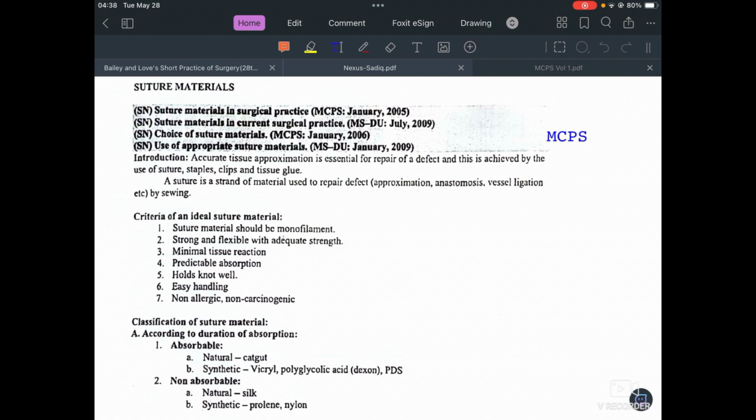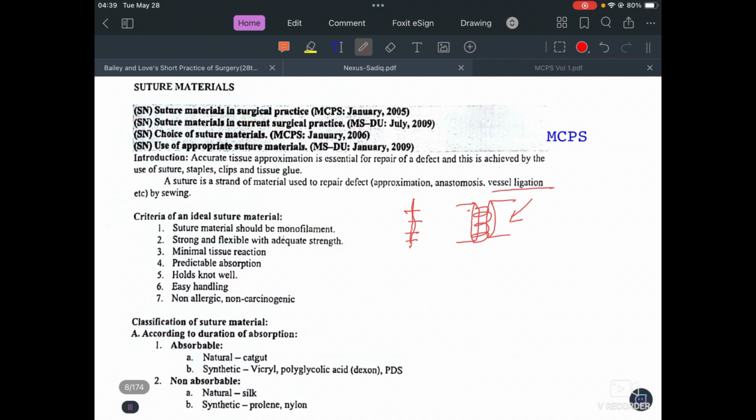So what do we usually perform? We usually perform approximation of tissue by the suture material. We perform anastomosis of different structures. And we perform vessel ligation, we sew it by suturing.